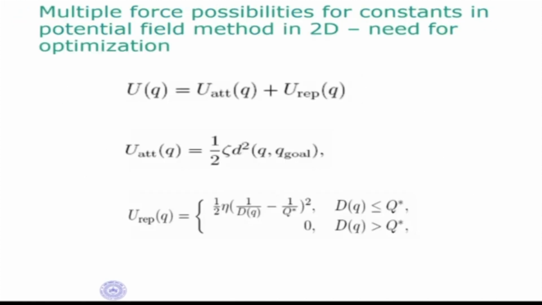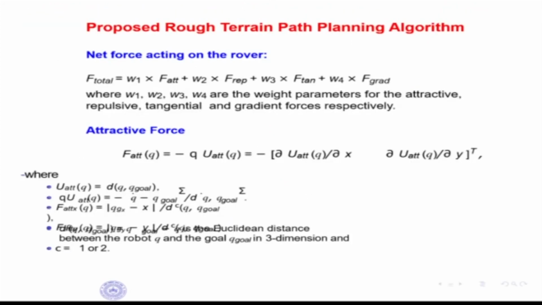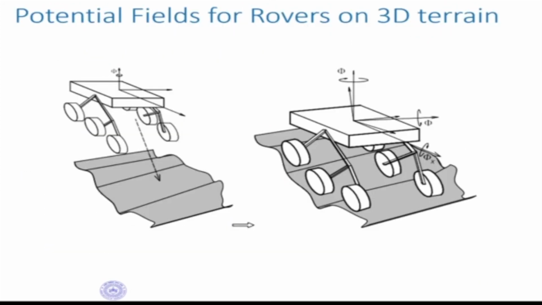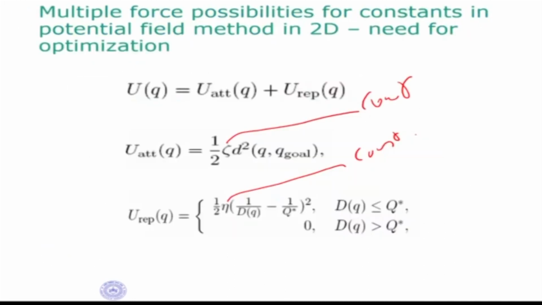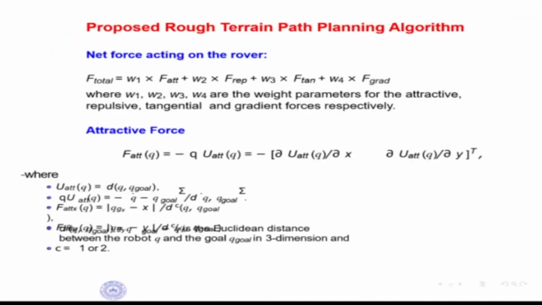We had looked at the case of the potential field method in 3D, or even in 2D, where there are constraints. This is a constant. This is also a constant. So again, we have to do optimization of some kind, which means that in case of 3D, this is something I explained a couple of classes back: if you are going from 2D to 3D, what we can do is put the gradient force also. So F grad is there. Now this W1, W2, W3, W4 are weights or constants.